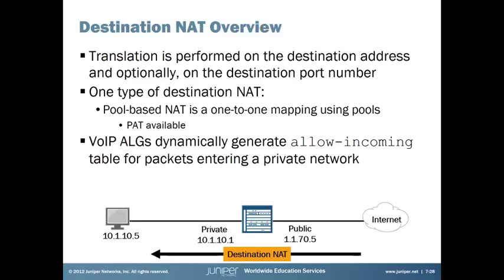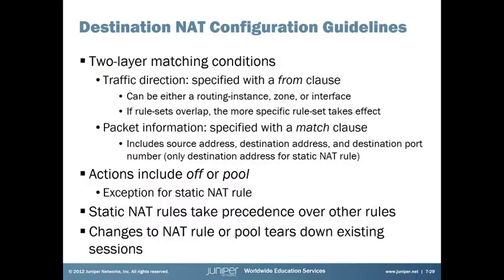Let's take a look at that little note here about ALGs, which dynamically generate and allow incoming packets entering a private network. Let's take a look at the matching criteria. I'll give you an example of this shortly on our router, but we'll look at this first. Traffic direction is specified with a from clause, either from a routing instance, from a zone, or from an interface. If rule sets overlap, the more specific rule takes effect. Packet information specified with a match clause includes source address, destination port number, and the actions include off or pool.